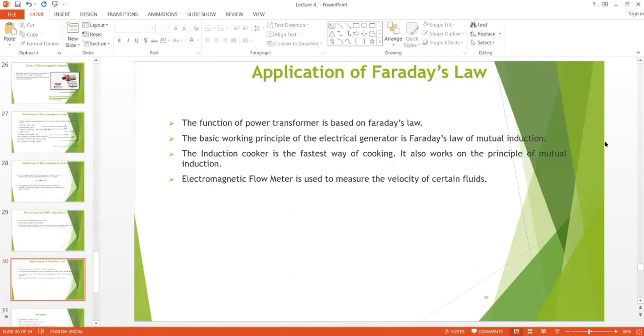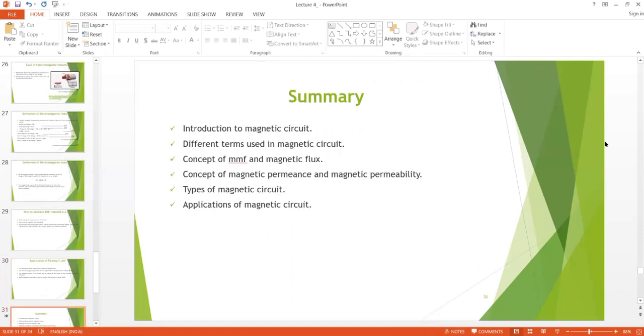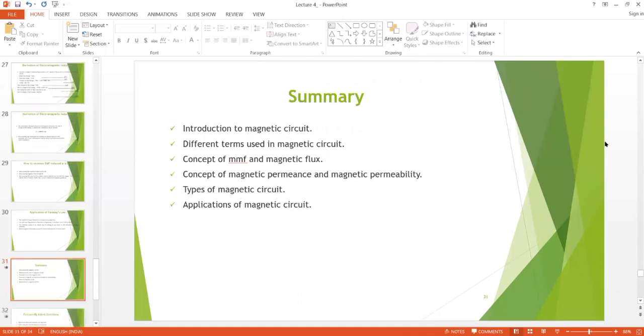Where we use this Faraday's law: we have the power transformer, the generating transformer. Because the energy is generated, the voltage is generated at 11 kV, so we have to increase it. That is basically done with the help of the power transformer. Then there are Faraday's law of mutual induction and electromagnetic flow meters, which are used for certain fluids also. So that's what we discussed.